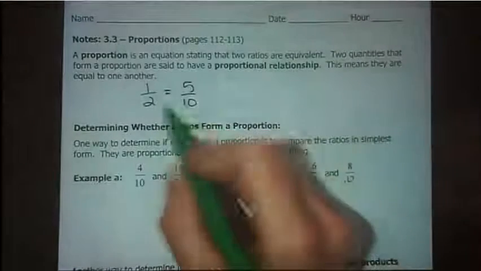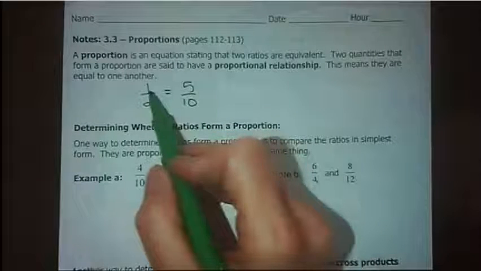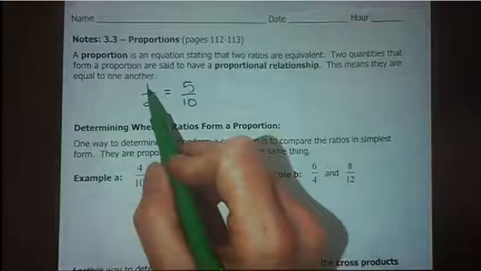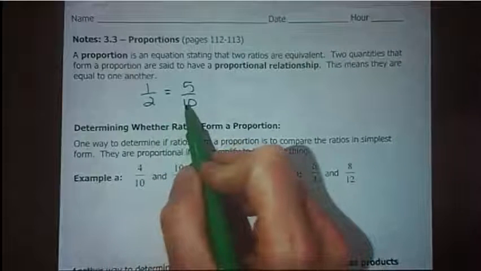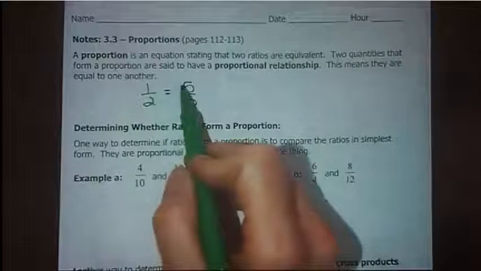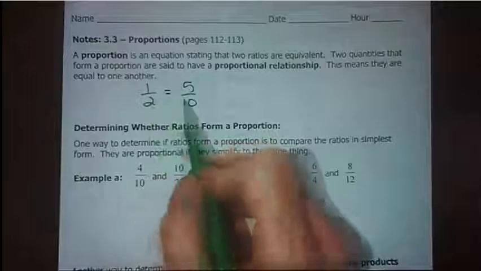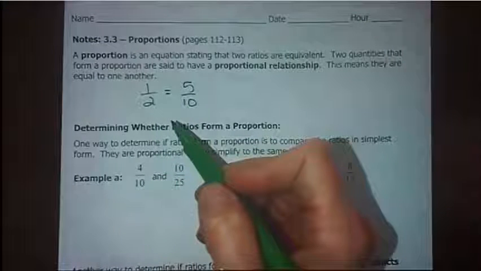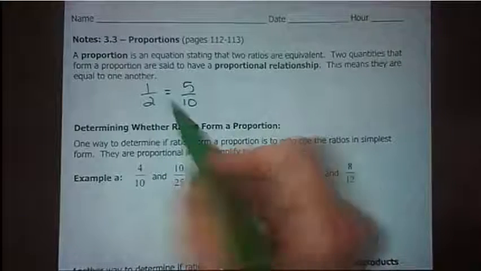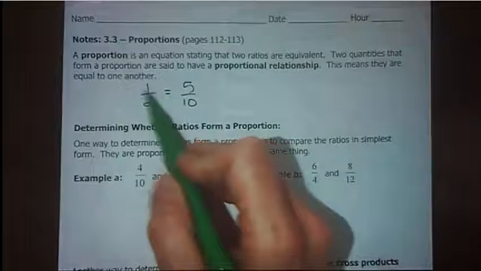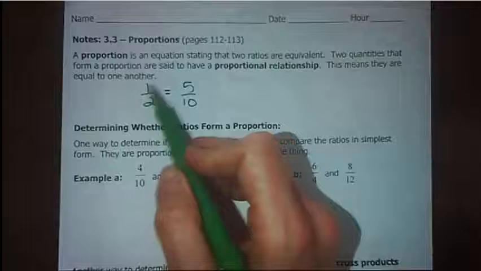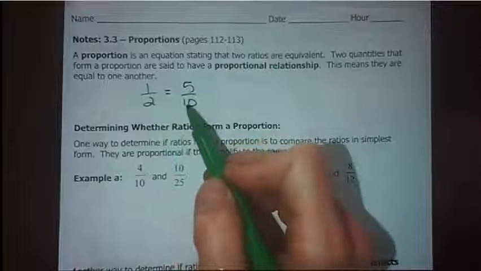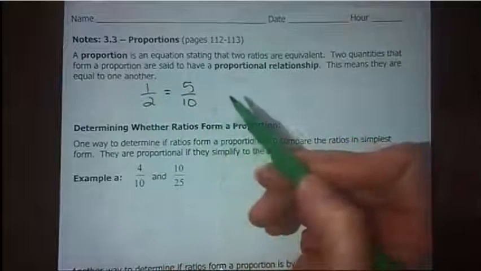Something kind of special about this relationship: if I multiply the 1 by 5, I get 5. If I multiply 2 by 5, I get 10. So whatever you do to the top, if you do the same thing to the bottom, you end up having a proportional relationship. So that just means as the numerator doubles, the denominator doubles. If I triple the numerator, the denominator would triple, etc., etc.